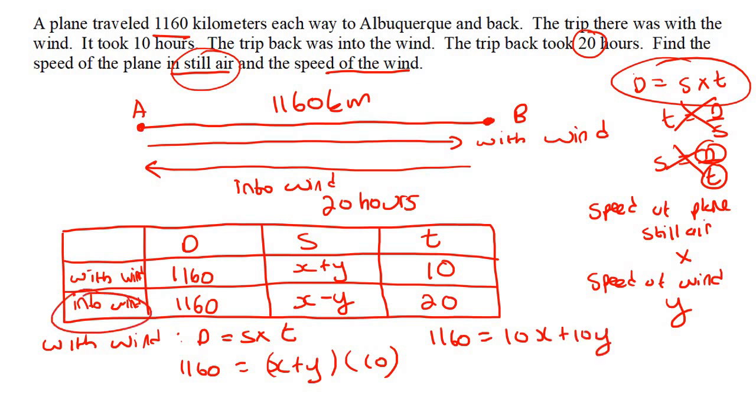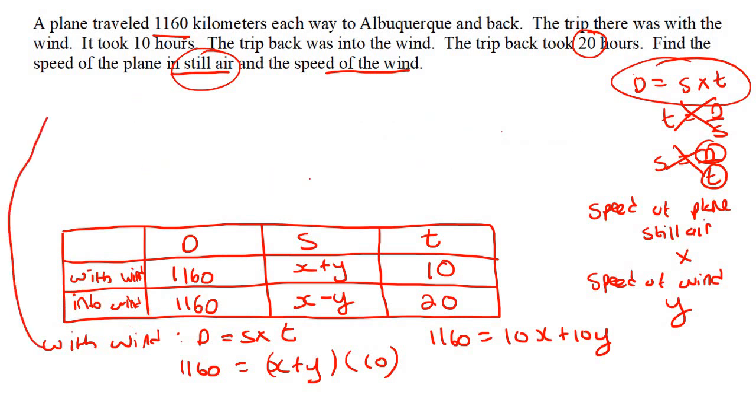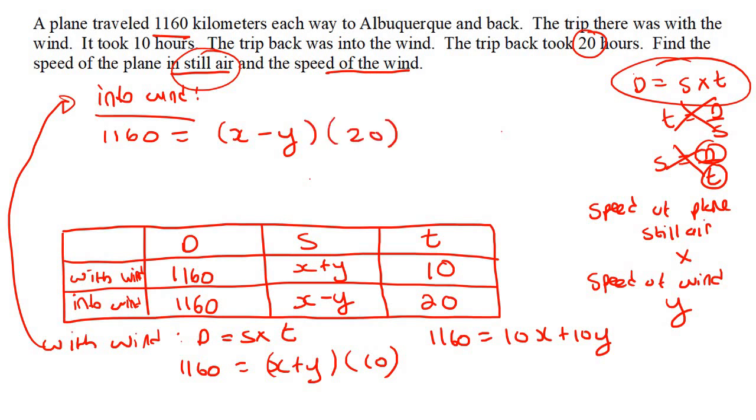Now we can just go do the into the wind one. So I'm going to do that up here. Now we're going to go into the wind. That will be our next equation. And we can just go distance is equal to speed multiplied by time. So distance is equal to the speed, which is now x minus y, and that's multiplied by the time, which is 20. Then we can go ahead and simplify, and so that's 20x minus 20y. And so now we have our two equations.